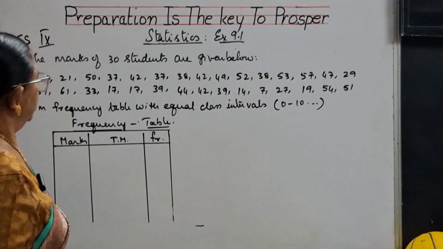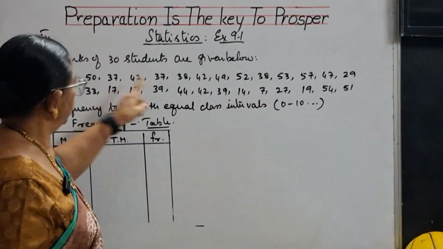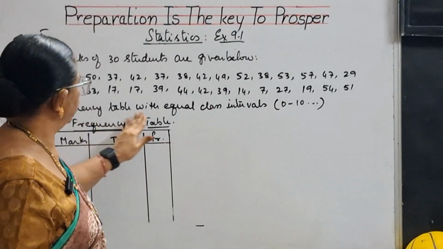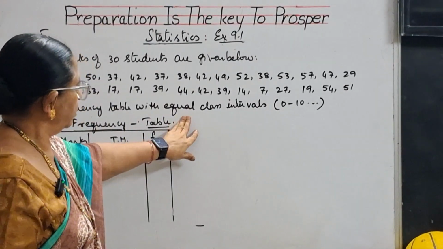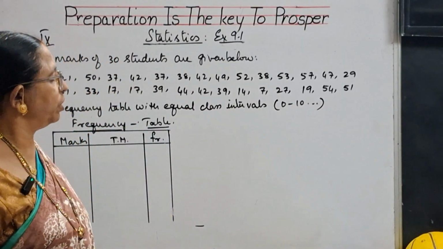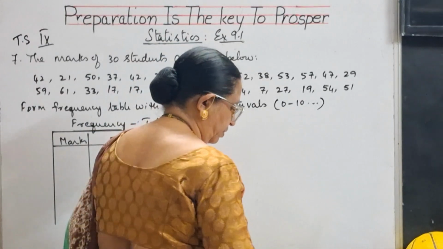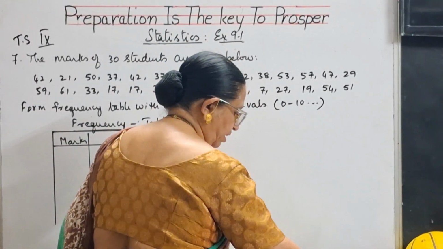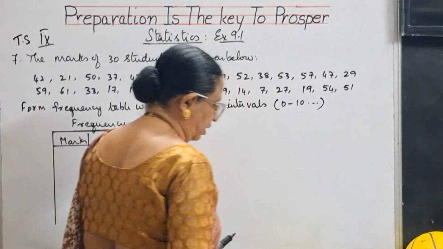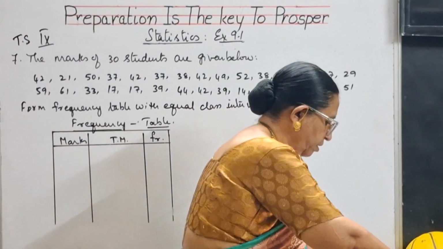You have got the raw data. Marks of 30 students are given below. These are all 30 students' marks. You have to form a frequency distribution table with equal class intervals, that is 0 to 10, and so on, they said. So let us first find out what is the least and what is the highest value, so that you can identify up to what number you can write the values.